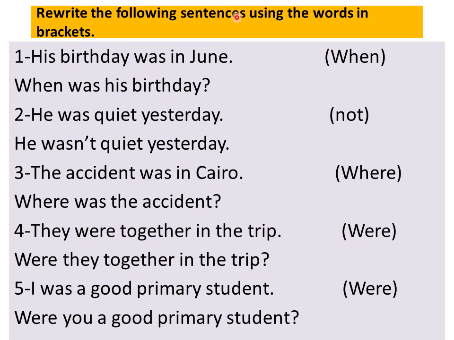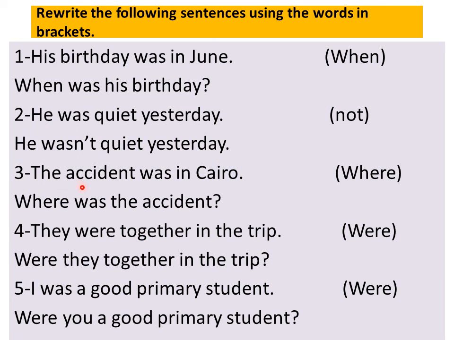Rewrite the following sentences using the words in brackets. Now we will answer some exercises together. Number 1, his birthday was in June. Make a question with when. So I said the question word, then was: when was his birthday? Yes, his birthday was in June. Number 2, he was quiet yesterday. Put not in the sentence. That will be, he wasn't quiet yesterday.